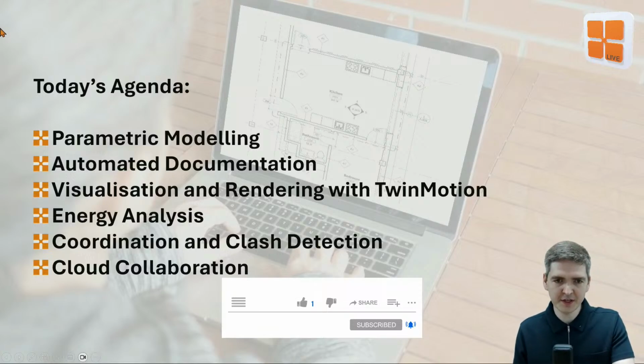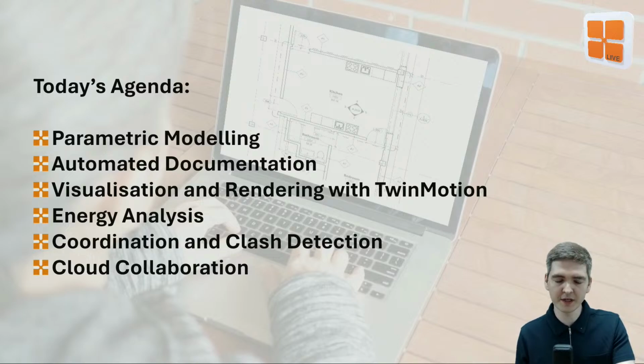We'll start off by looking at parametric modeling, so how working in a 3D environment within Revit differs from your 2D workflows that you may be experiencing in AutoCAD. And then some of the ways that we can automate our documentation from our model, so using schedules, creating sectional views, that sort of thing.